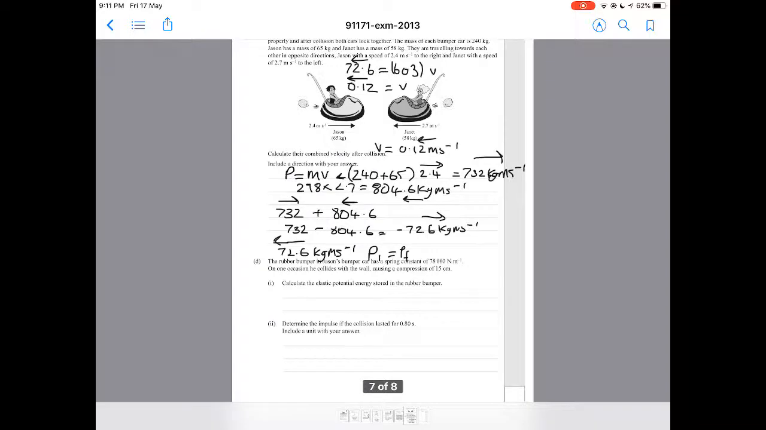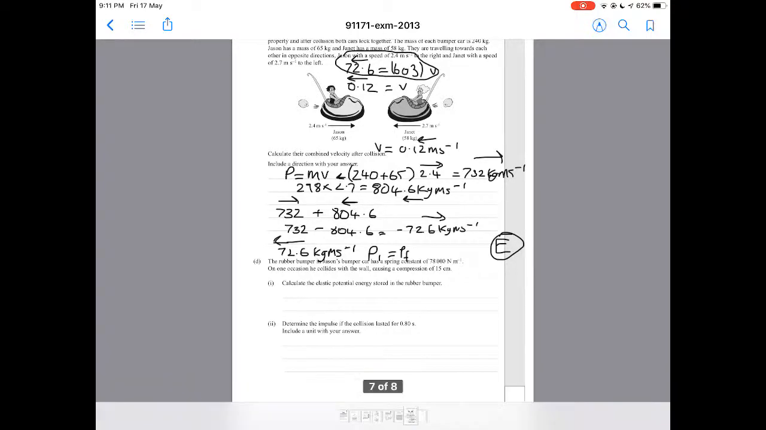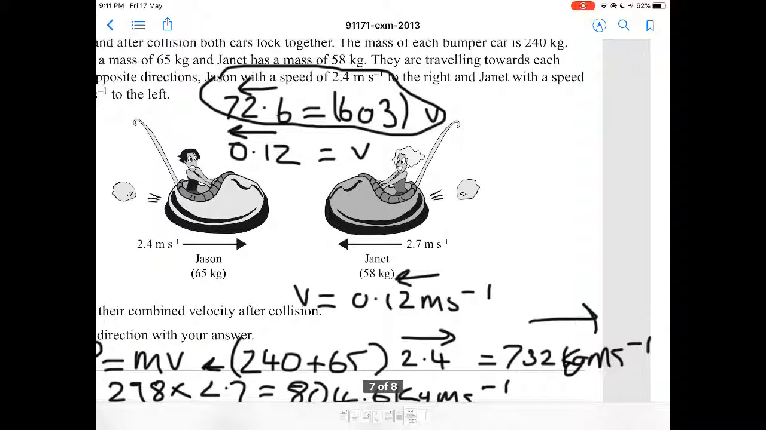So there we go. I think that should be our final answer. Yep, that's the final answer. So 0.12 meters per second acting to the left, and all the working and the final answer gets you the excellence grade. To get to a merit grade, you're getting up to here. You're saying that the 72.6 kilogram meters per second acting to the left is equal to 603 kilograms times velocity, okay? So if you're getting up to here, when you haven't solved the final answer, you'll get a merit grade.